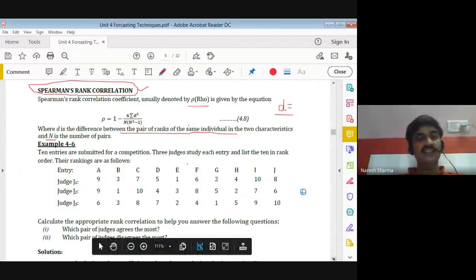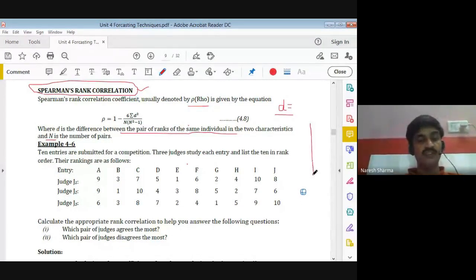One thing, this is applicable for univariate data only. Univariate means only a single kind of data we can apply this to. How can we do this? Just try to understand.